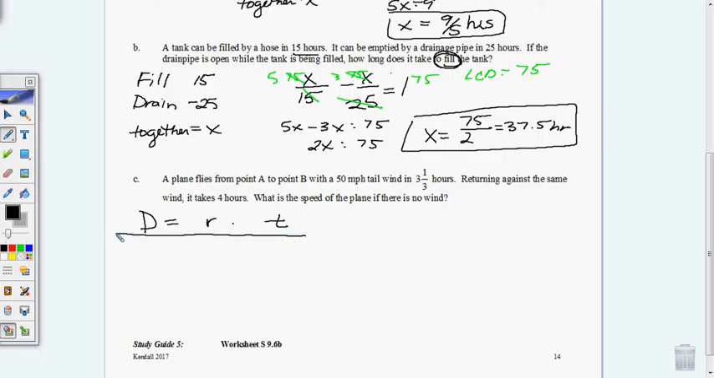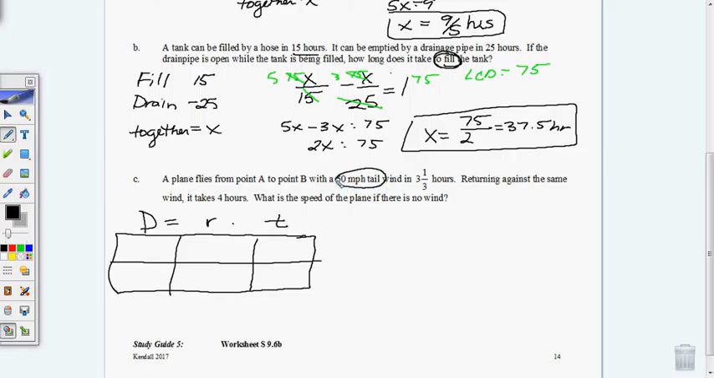Last one, distance equals rate times time. Now, your goal is to fill in as many boxes as you can, and when you don't have any more information, we're going to manipulate the equation to get it done. So time and rate and distance. A plane flies from point A to point D with a 50-mile-an-hour tailwind. That means that it's going to push the plane faster. It happened to me with Hawaii. Going out, I had a headwind. Coming back, I had a tailwind. 50 miles an hour tailwind in 3 1/3 hours. Returning against the same wind, it takes 4 hours. So what's the speed of the plane if there's no wind?